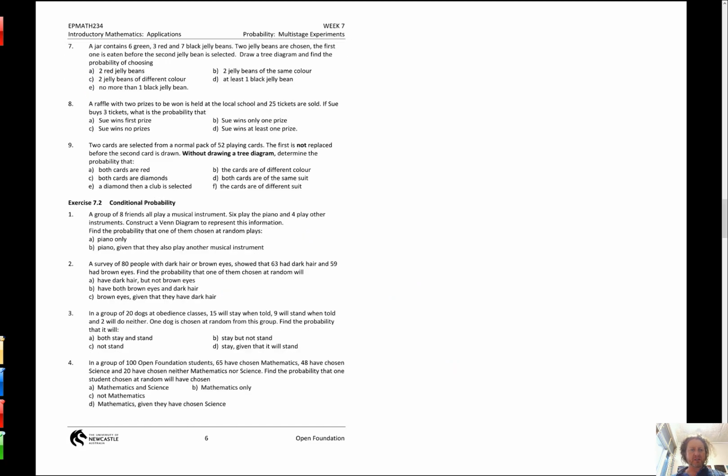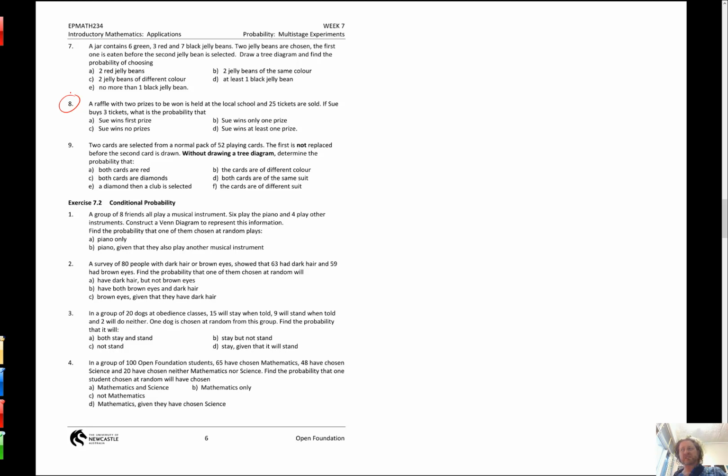For all of them, weighted tree diagram, which one? I'll just choose 8. Now, a raffle with 2 prizes to be won is held at the local school and 25 tickets are sold. If Sue buys 3 tickets, what is the probability that? We've got a few things.